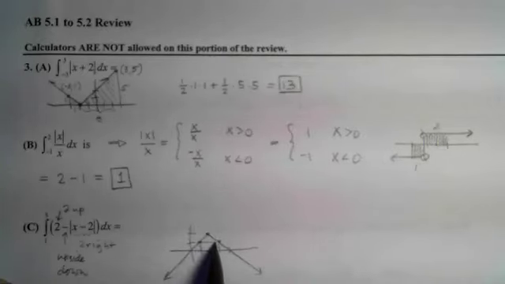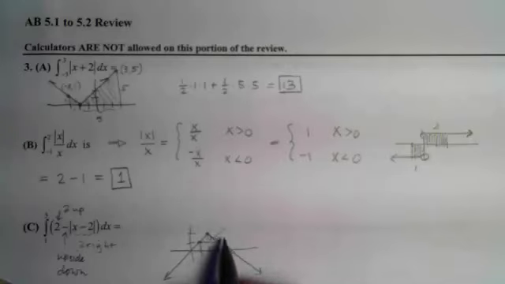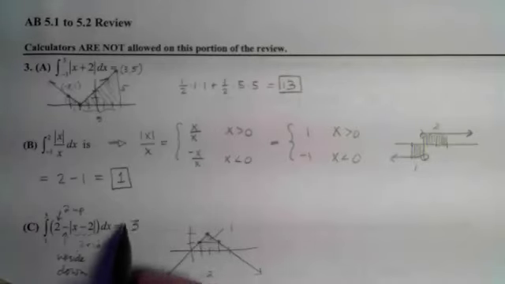So we can see that we have a rectangle in here whose area is 2, and then we have a triangle whose base is 2 and whose height is 1. So the area of that would be 1. If I put them together, since they're both above the x-axis, I will get a value of 3 for the definite integral.